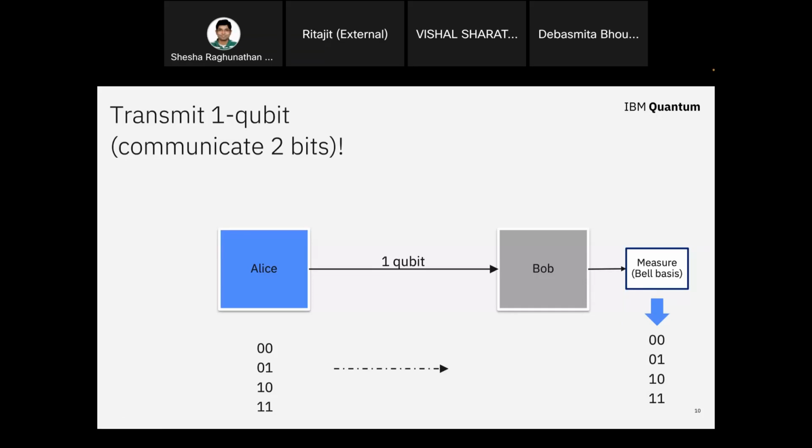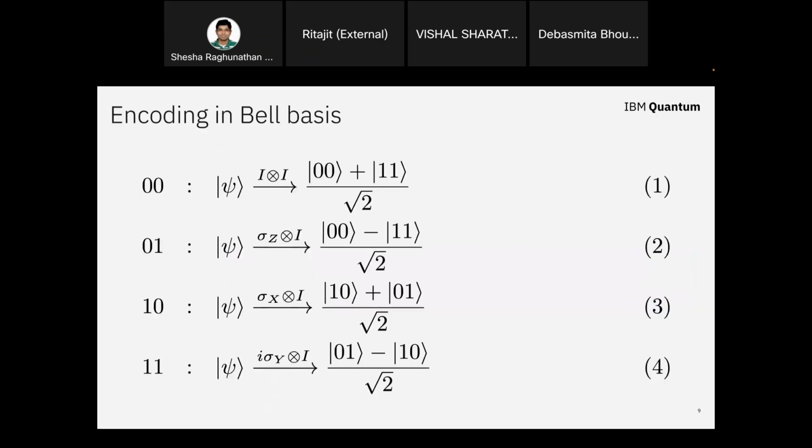No, certainly not. There is nowhere you can see that the bits were cloned. All it did was rotate the system. So note that all these I, sigma Z, I, sigma X, I, sigma Y, I, these are all unitary operations. When you perform a unitary operation, you cannot clone.